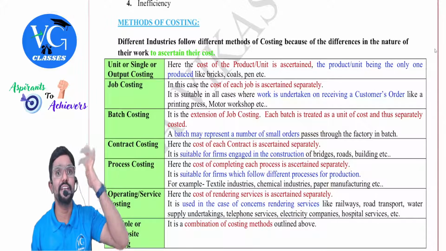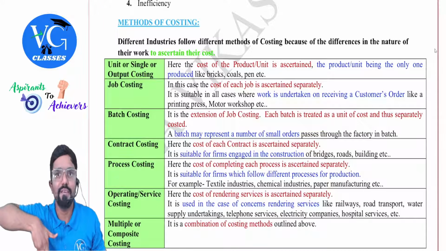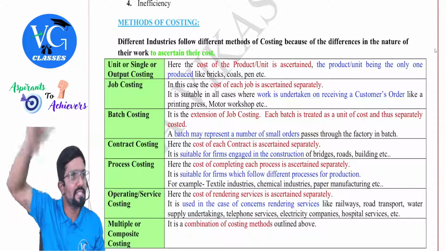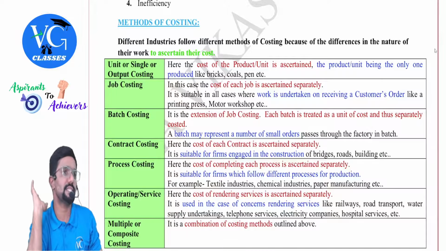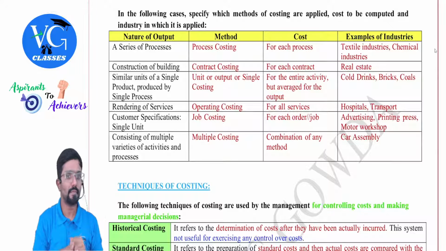Or else they will give you the industry. You have to tell which is the suitable method of costing for them. They will give various industries. You have to tell which is the suitable method of costing for it. You can see here. You can just have a look into this. I have given some examples.